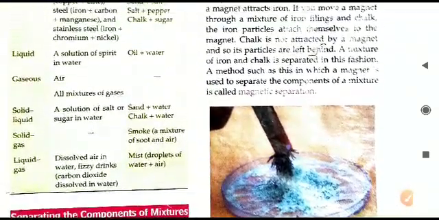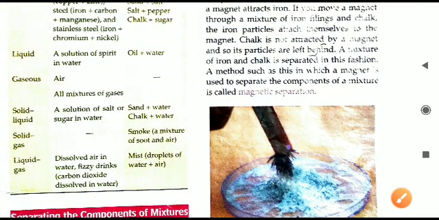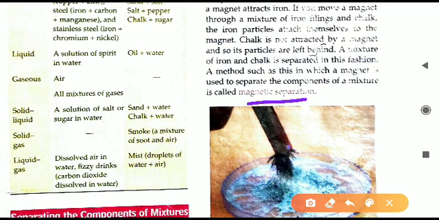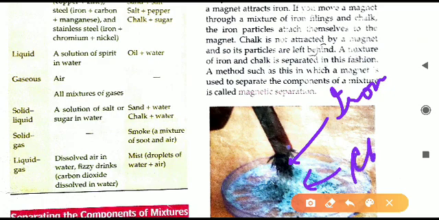This particular method is called magnetic separation. It is done in mixtures in which one substance is magnetic and one is not magnetic. In this mixture, iron is magnetic in nature, and the second substance, chalk, is non-magnetic. So one substance should be magnetic and the other should be non-magnetic. The magnetic substance will get attracted toward the magnet, and the remaining one will remain behind.